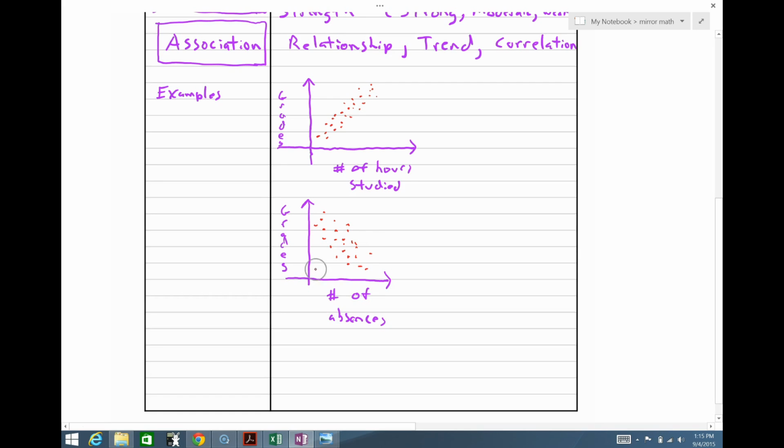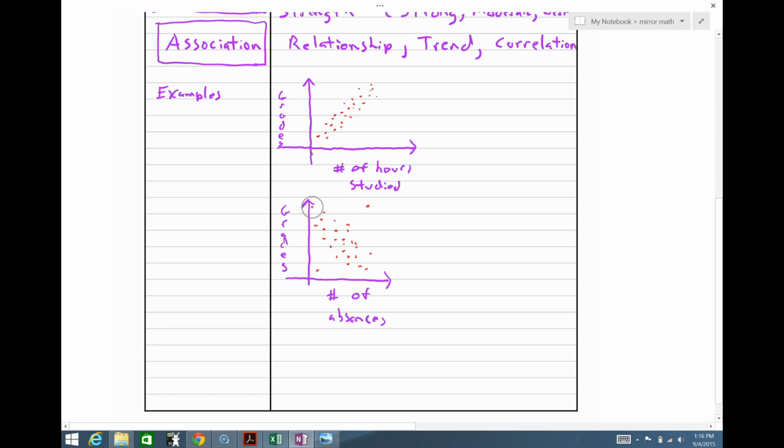But perhaps we have some person that was absent a whole lot. Maybe they were sick for an extended period of time, but they worked really hard and they still did okay. And maybe you had somebody that was very rarely absent, but they didn't work very hard. Maybe their points here. This still has a linear form. That is, it's not some curve to it. But the direction is clearly negative. That is, as the number of absences increase, the grades tend to decrease, and that makes sense. In this case, we have a couple of outliers, numbers that fall outside of our general form.